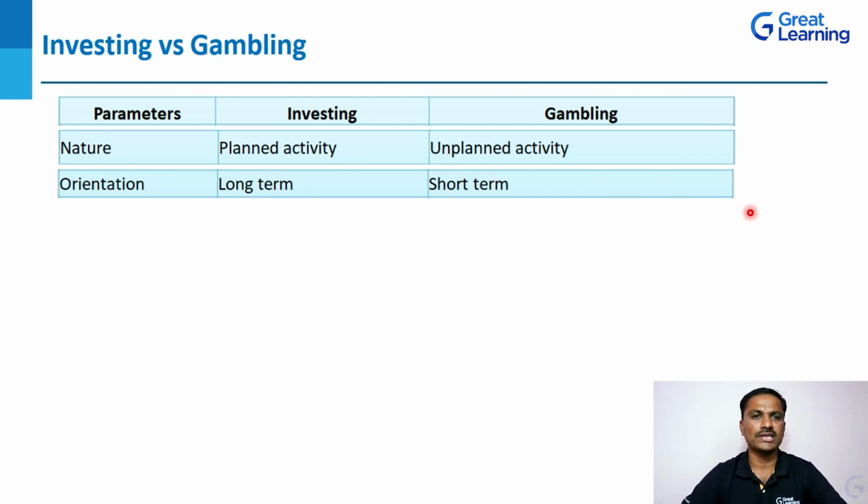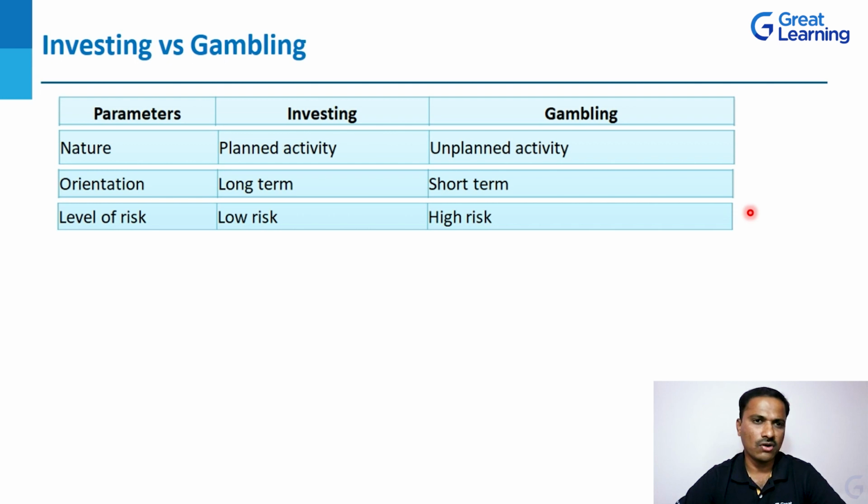When it comes to orientation, investing activities are oriented for longer duration. Say 1 year, 2 years, 5 years, 10 years, 20 years down the line, I want to expect this much amount. This is the amount I'm expecting from the market. That's a fair expectation because there is logic behind what you're expecting from the market. When it comes to gambling, it is not true. It is short term. You expect results overnight. You expect results next day, next week, next month. Very short term orientation when it comes to gambling.